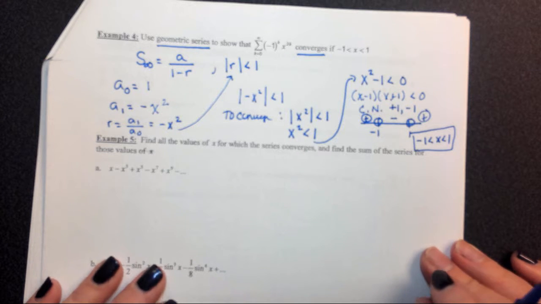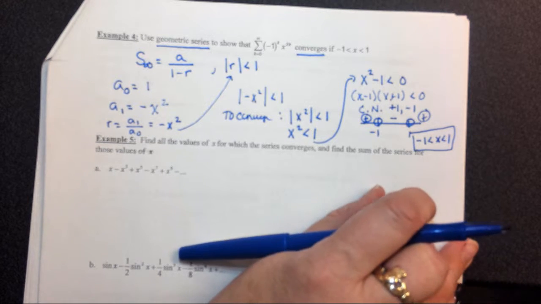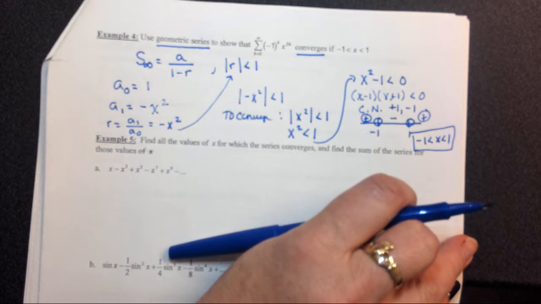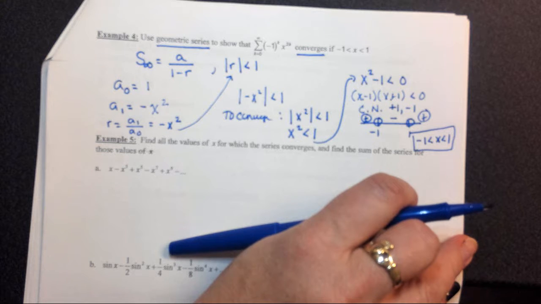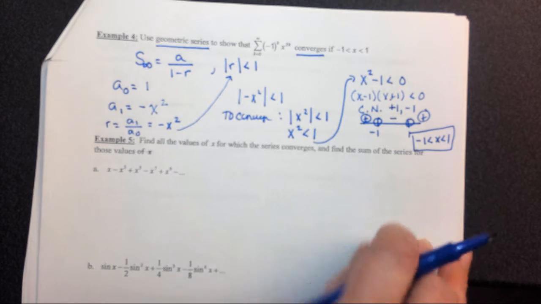Any questions on how you can show that a series converges? You basically have to find that common ratio, substitute it, set it less than 1, and then end up doing possibly that number line test. Let's take a look at the next example.